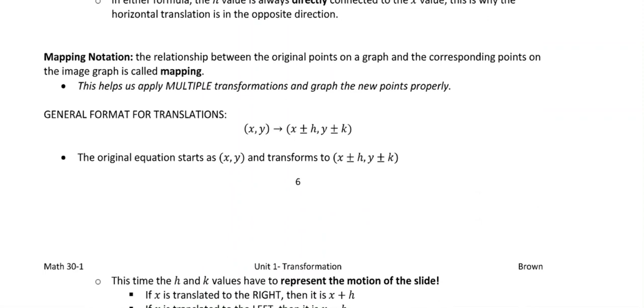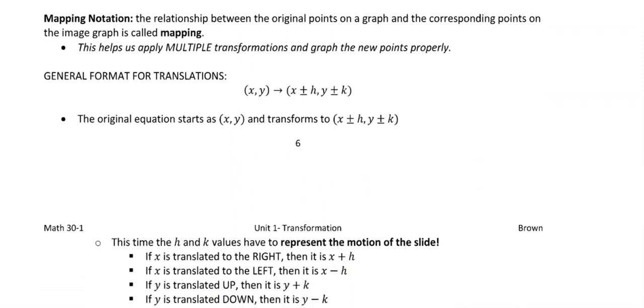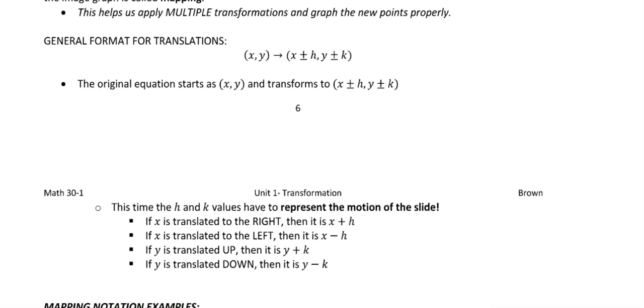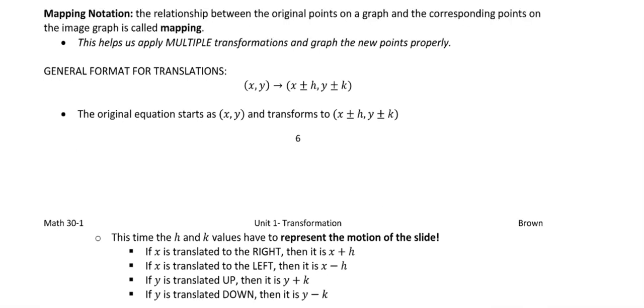Okay. All right. Mapping notation. Quite often we're going to be given a bunch of information, and it really helps to make a rule for how every point on the original function is going to be translated into the image function. That's called mapping notation. Okay, so let's just do some examples. Here's an example.